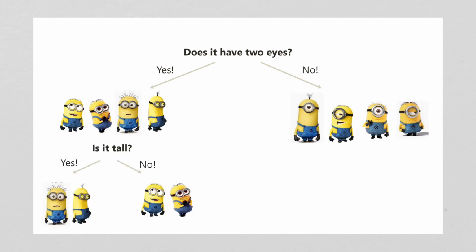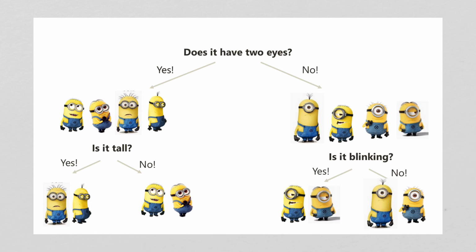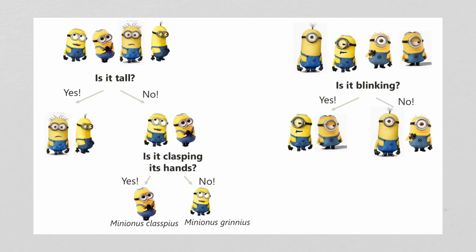The next question we can ask is, is it tall? Yes or no? So these 2 are taller, so that's good. The ones over here are no. That's going to lead us to more questions. Over on the right-hand side, is the minion blinking? Yes or no? So then we've classified them again. Then we go a little bit further. For the ones that were not tall, is the minion clasping its hands? And if the answer is yes, it's a minionus classipus. If it wasn't clasping its hands, it's a minionus grinius.